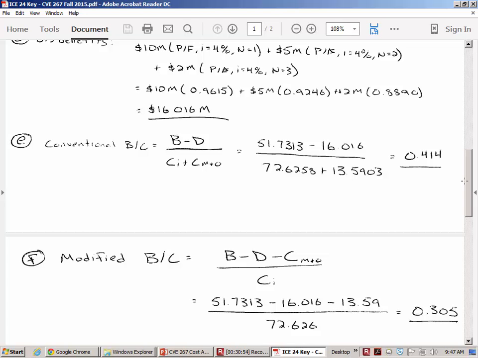I need to clarify something I said earlier. When I said that you'll get the same answer regardless of which ratio you use, what I meant is you'll get the same yes versus no answer, not the same numeric ratio itself. So from both the conventional point of view and the modified point of view, neither of the projects look attractive.